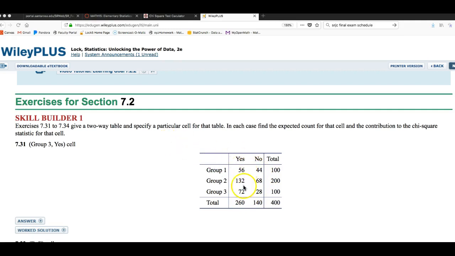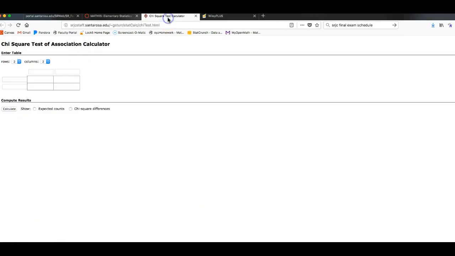So if you do want to know how to do that, read through the textbook, or you could Google how to compute expected counts, chi-squared test for association, or test for independence, which is the other way that this test is described. But here I gave you a link on the class website on Canvas for a chi-squared test of association calculator. If you open up that link, it should look like this.